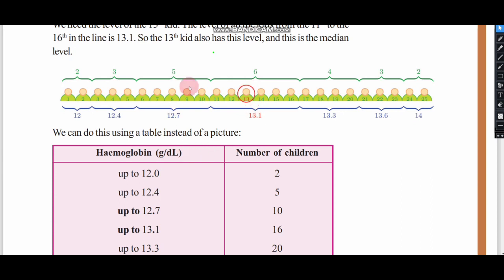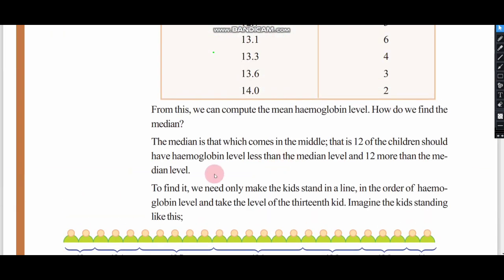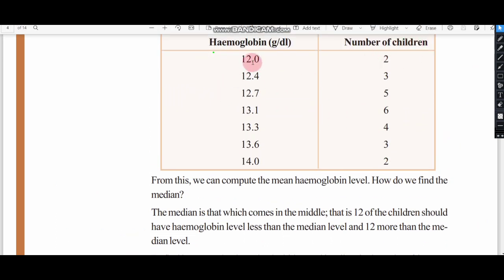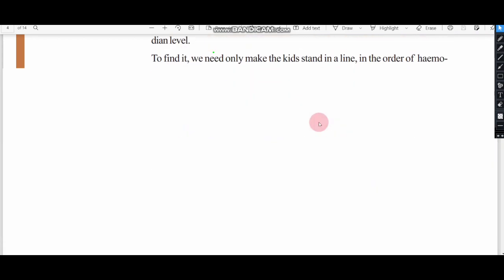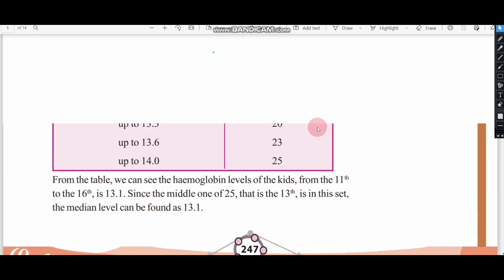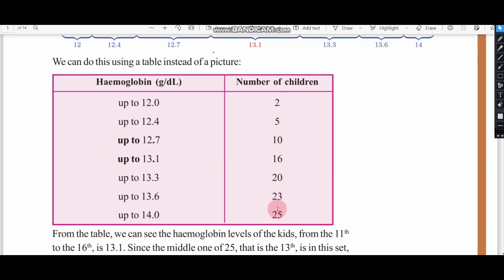Here we need to make another table, that is a less than cumulative frequency table, to find the median. Cumulative means adding. In the first we have the numbers like this, 12.0, then 12.4, like that. That means we need to add up all the frequencies together one by one.